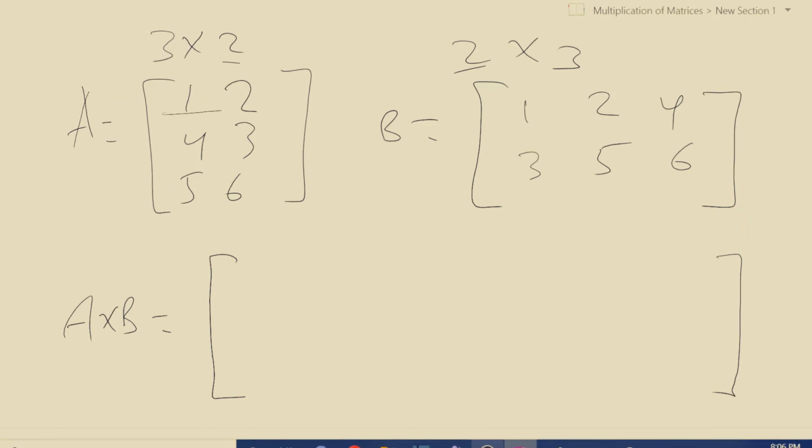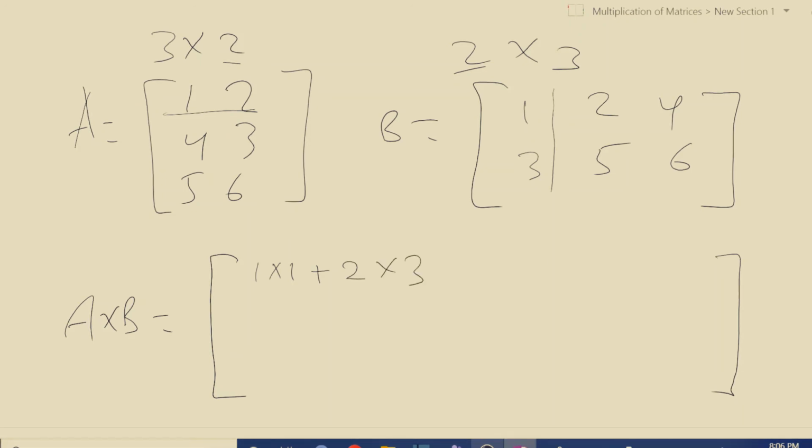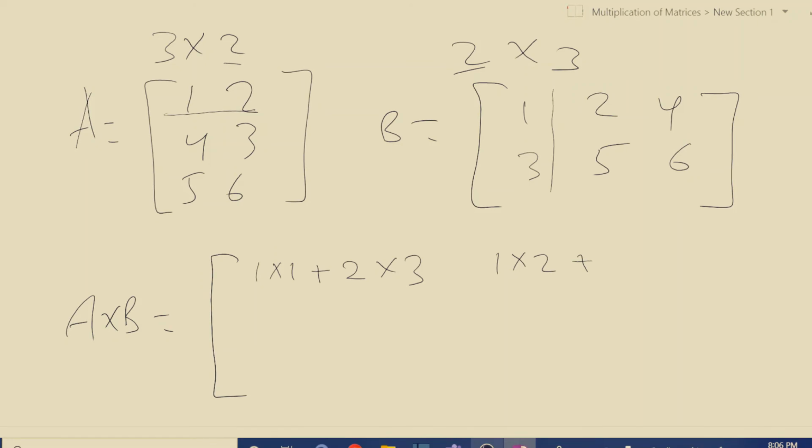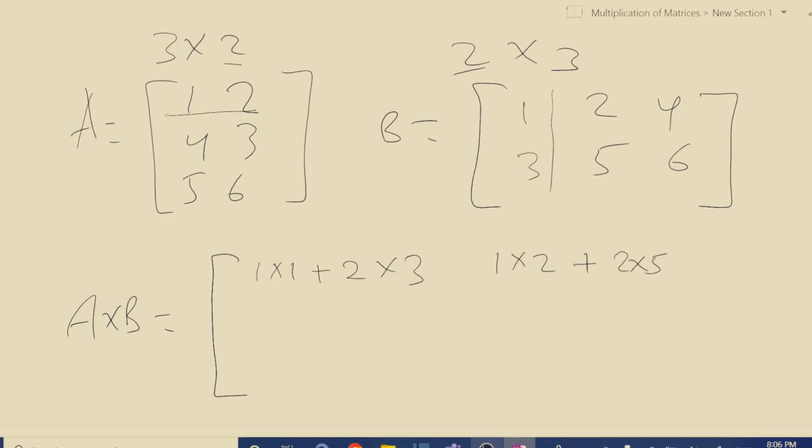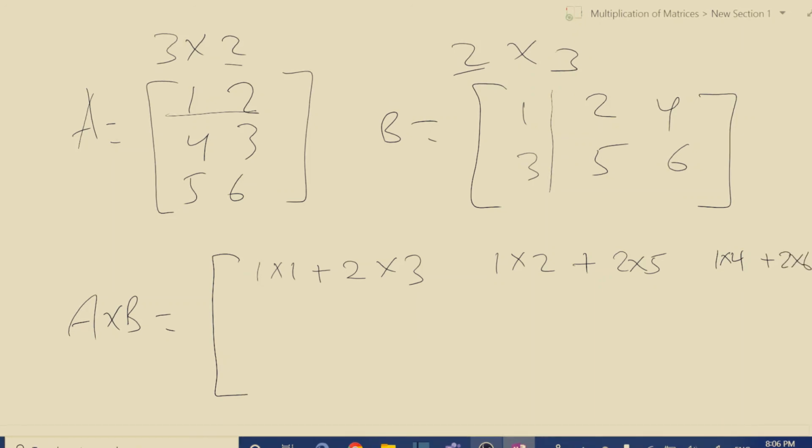So first row multiplied with first column. First row, first column. Okay, 1 times 1 plus 2 times 3. That's done. First row, second column. 1 times 2 plus 2 times 5. First row, second column, done. Third column, 1 times 4 plus 2 times 6. Okay. So the first row and all columns of B is done.